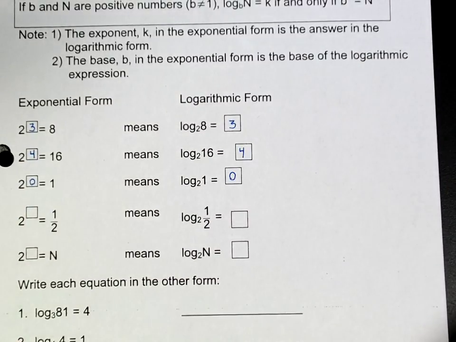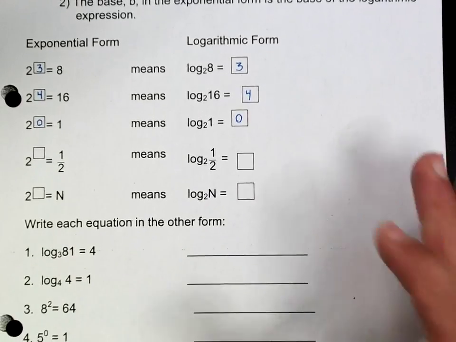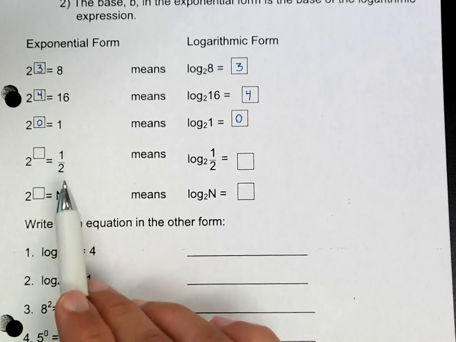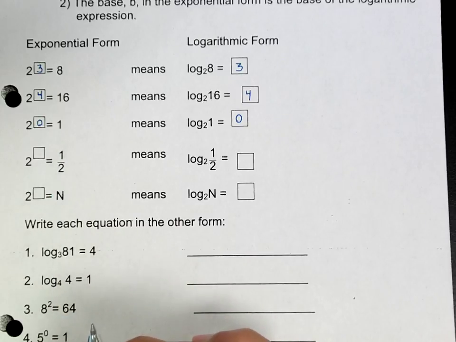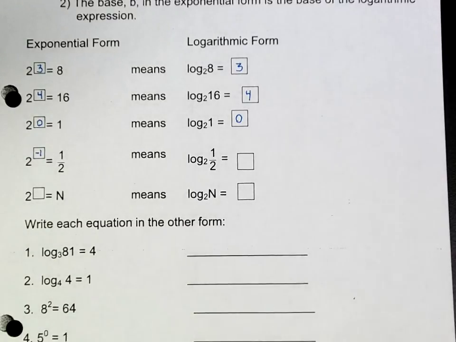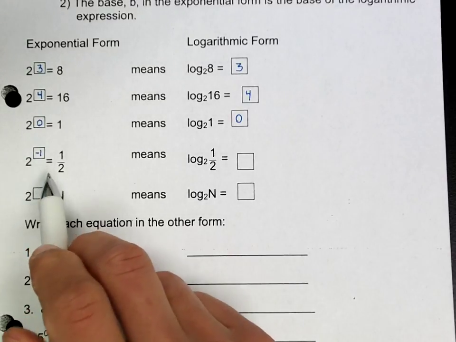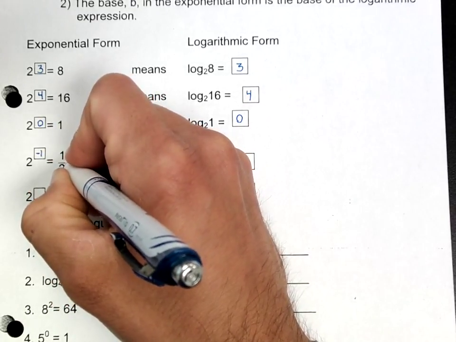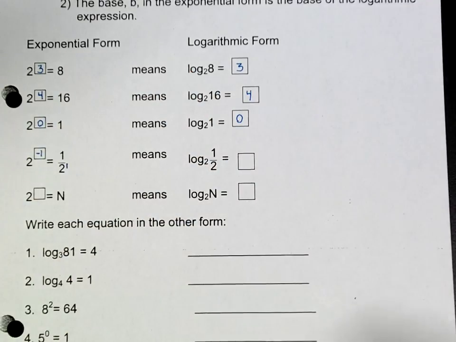Now, the next one is a little bit more difficult. Let's see if you remember. 2 to the what power is 1 over 2? Do you remember what happens if you have a negative 1 here? It flips it. So 2 to the negative 1 is 1/2. If I flip it, I make that exponent positive. So the answer for that one is negative 1. It's kind of weird, right?